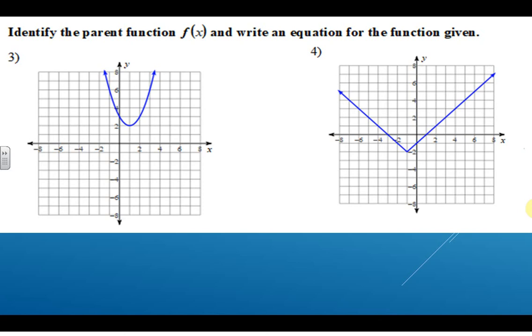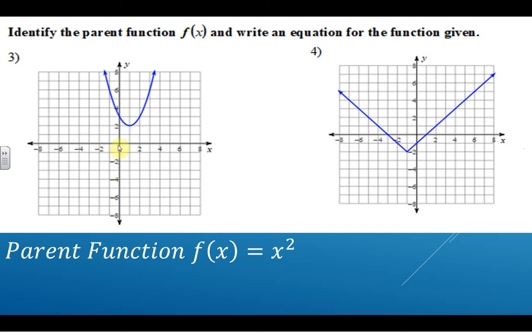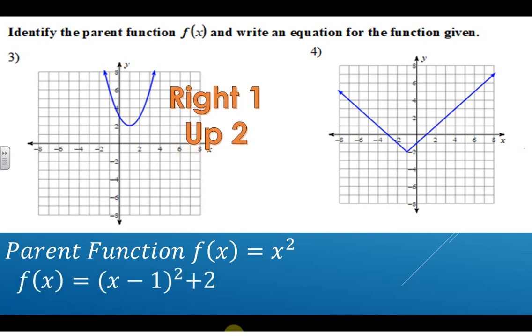All right. Identify the parent function and write an equation for the function given. Well, number 3 definitely looks like a parabola, so that's an x squared. There's the parent function. And now we have to move it. You need to know that a parabola's vertex is usually at 0, 0, like the parent function's vertex. So right 1, up 2. That's how we would write it physically.